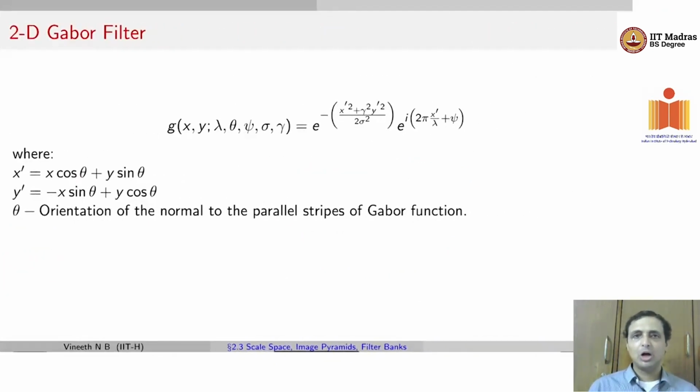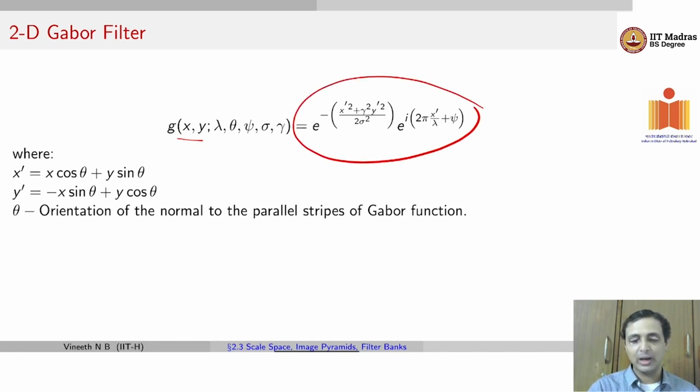Mathematically speaking, a 2D Gabor filter can be written as, you have an x, y, you have a lambda, theta, psi, sigma and gamma. We'll talk about each of them in a moment. And it's given by the exponent of minus (x prime square plus gamma square y prime square) by 2 sigma square, times e power i, where i represents the complex number, (2 pi x prime by lambda plus psi). We'll talk about each of those quantities. We are not going to derive this in this particular course, that may be outside the scope.